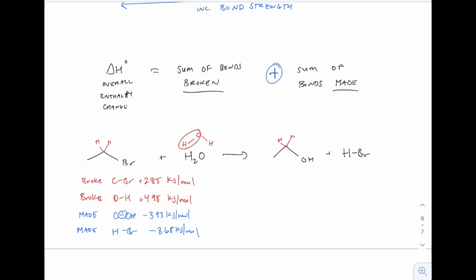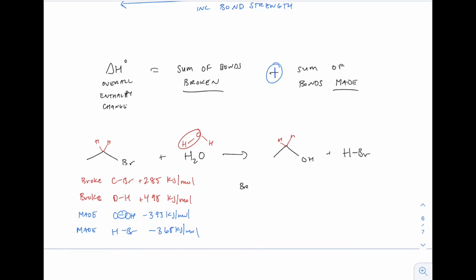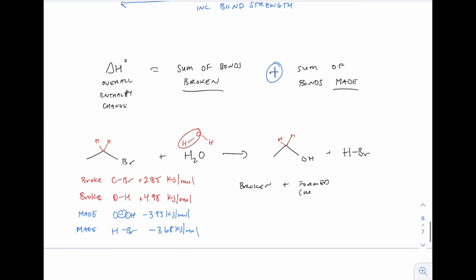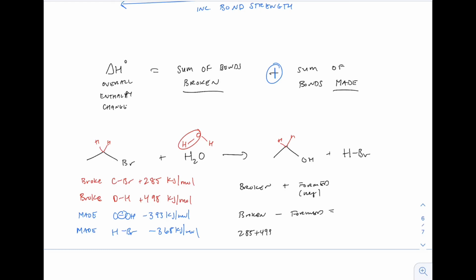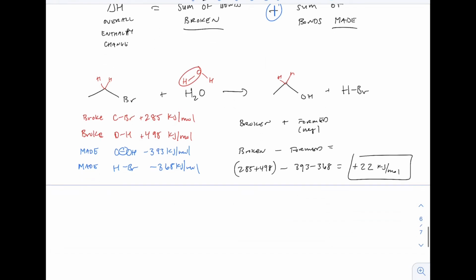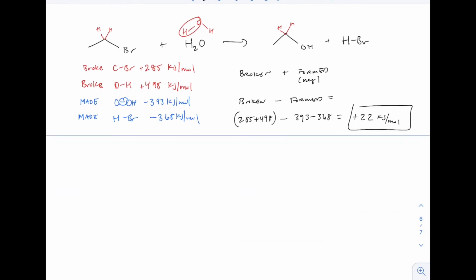And so that's why I put sum of bonds broken plus or minus the sum of bonds made. It just depends on what you want to do. If you look at the chart, it just gives you a value, and it's up to you to decide if it's positive or negative. If you leave it as sum of bonds broken minus sum of bonds formed, you don't have to think about the signs of those. So for example, we have positive 285 plus 2 times 498 in parentheses, and then we subtract 393, and we also subtract 368, and then it works out. You can either add the negative values or subtract the positive values. It's the same math in the end, and you get a positive 22 kilojoules per mole.